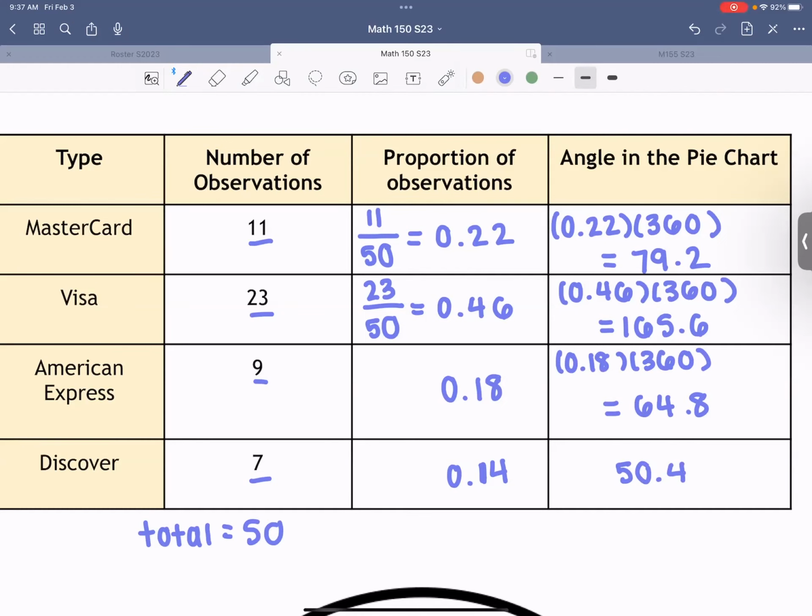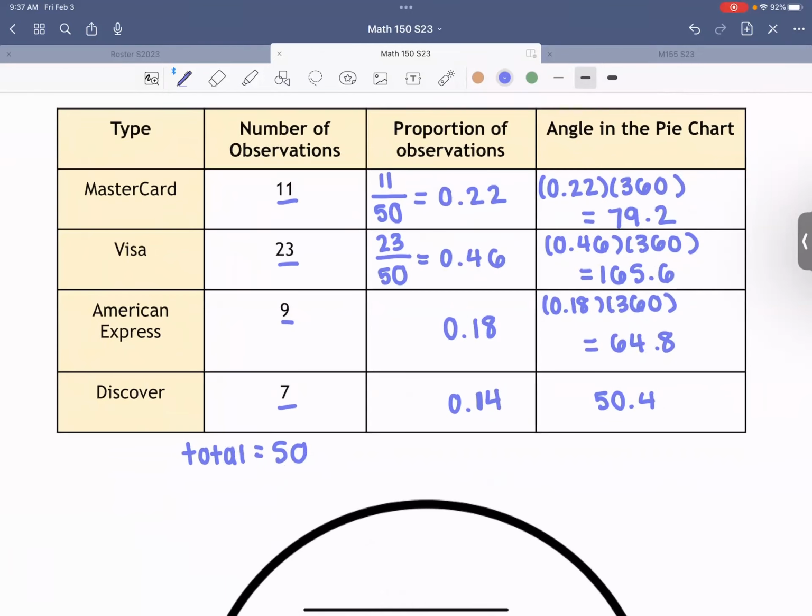Any questions on how to get these angles? Okay, now we would actually do the circle thing, but I forgot to bring in my protractors today. So let's just skip to the next question and we'll go back to actually creating the pie chart on Monday.